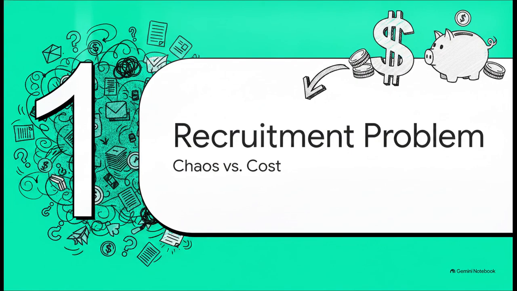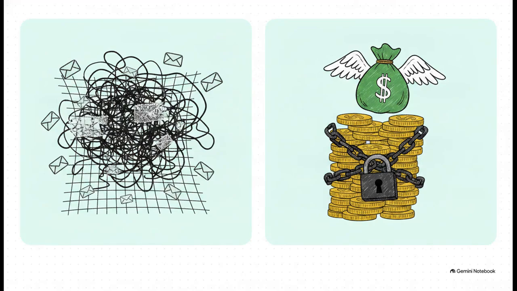Starting with Section 1, the recruitment tooling problem, or as it usually boils down to, chaos versus cost. Look, for a lot of growing businesses, recruiting just defaults to spreadsheet chaos. We all know the universal pain here, right? Managing job postings, candidate pipelines, scheduling endless interviews through chaotic email threads, it becomes totally unmanageable incredibly quickly. Candidates literally fall through the cracks, data entry takes forever, and the whole thing is just a mess.